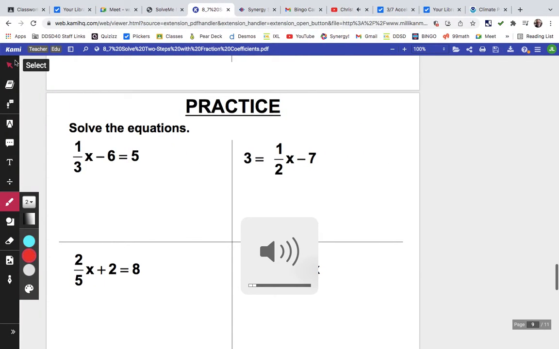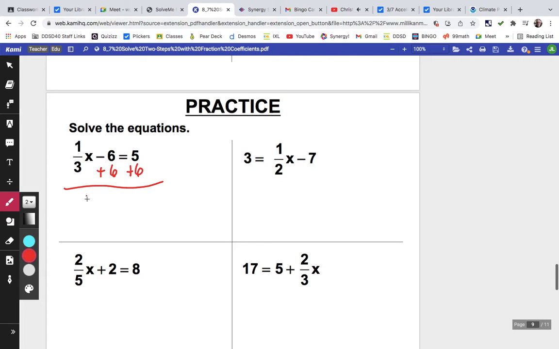What we worked on in class today was some more challenging two-step equations where we had a coefficient that is a fraction. Fortunately, we've worked with inverses and reciprocals, multiplicative inverses, and so we made a connection. If we're going to solve this one, we have to add 6 to both sides. Create that 0. Now we have 1/3 times x equals 11.